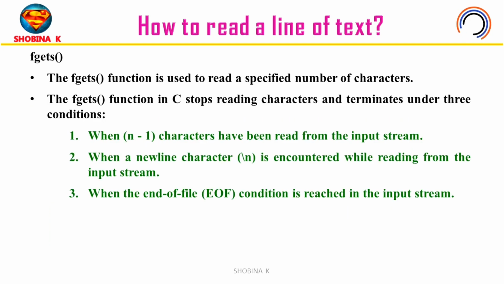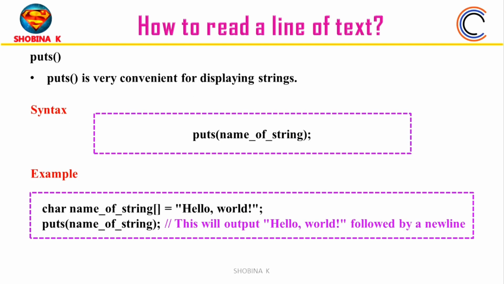The fgets function reads the characters from the input stream until one of the conditions is met. First, when n-1 characters have been read, or when a new line character is encountered, or an end of file condition occurs. And next we have the puts function. This function is useful for displaying strings. So with the help of the puts function, we can display the string stored in the character array.